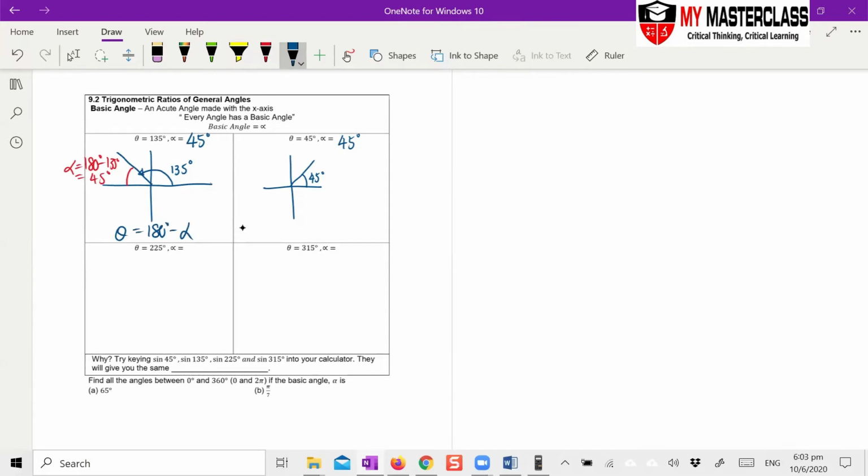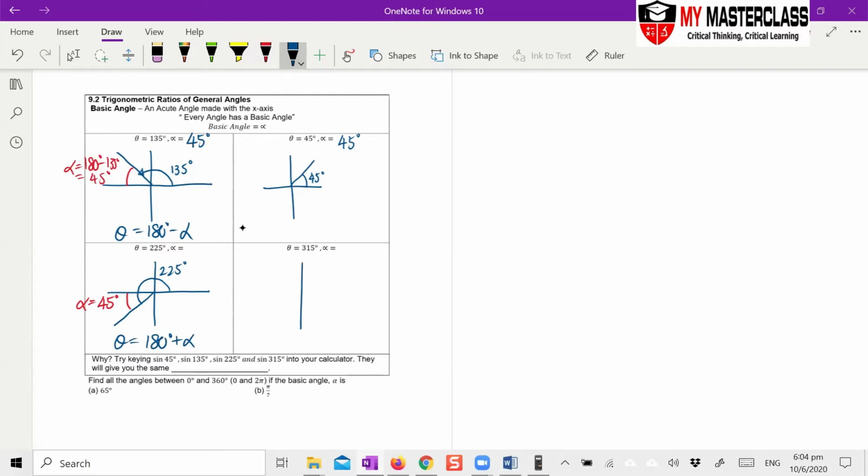Write this down. Next, if I have 225 degrees, I come to here. This is 225 degrees, and what is the basic angle? The basic angle is here. So this is the alpha, which is 225 minus 180 degrees, which also happens to be 45 degrees. So when you're here, your theta is equal to 180 degrees plus alpha.